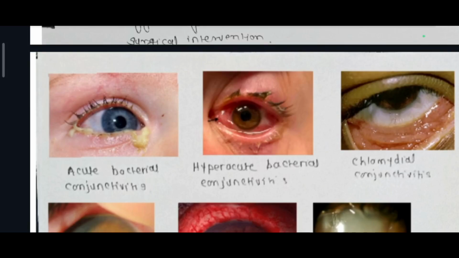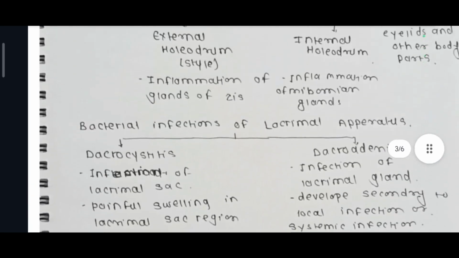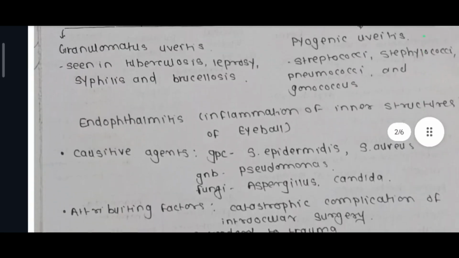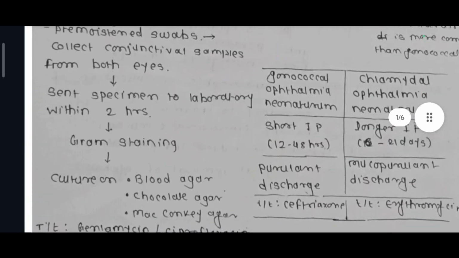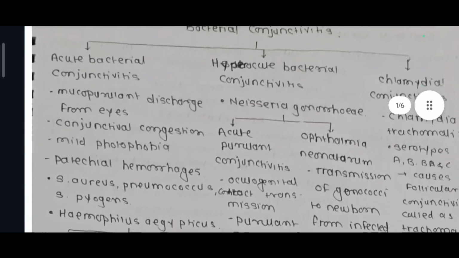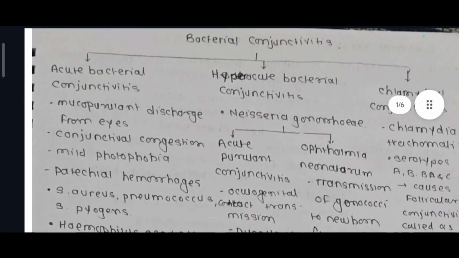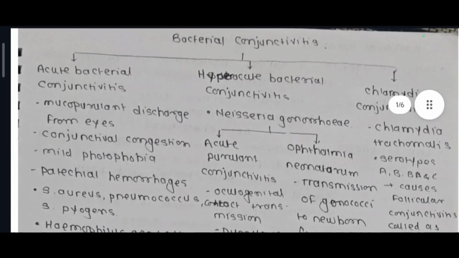Welcome to RK MEDICO's. In this video, we are going to discuss different infections of eyes which occur due to bacteria. That is, different bacterial eye infections. So first, we will start with bacterial conjunctivitis. Bacterial conjunctivitis is the inflammation of the conjunctiva of the eye due to bacterial infection.